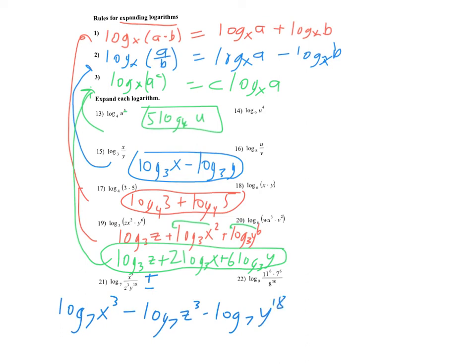But now I need to do that step 3 again, or sorry, the rule 3, and move those exponents out to the front. So it's going to be 3 times log base 7 of x minus 3 times log base 7 of z minus 18 times log base 7 of y.